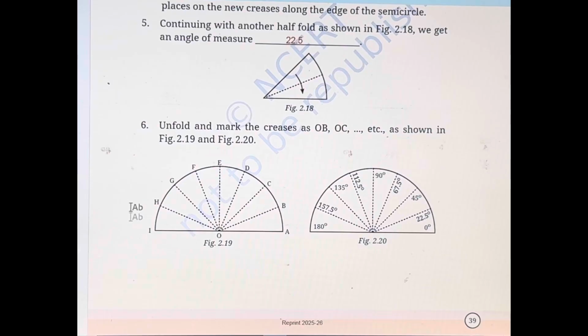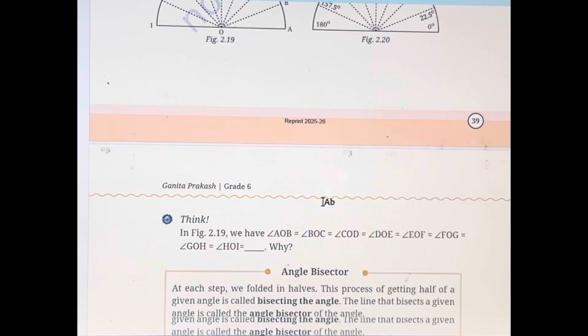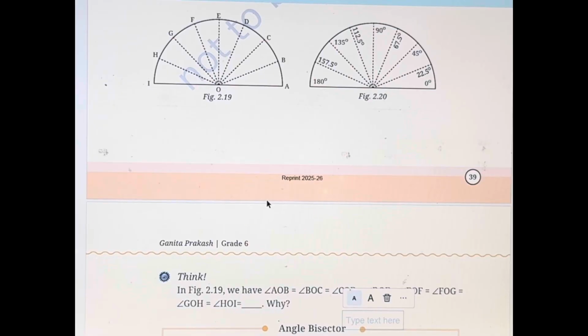So these are the letters A, B, C, D. You can give your own names and you will mark all the angles. So we start with 0 degree. This is 22.5. Then 45. You can add 22.5 to 45 and you get 67.5. Then you can add 22.5 to 90. You will get 112.5. And here 135 we had already written. So you can add 22.5 and you get 157.5. This is how you will mark all the angles in the semicircle. So now our handmade protractor is ready.